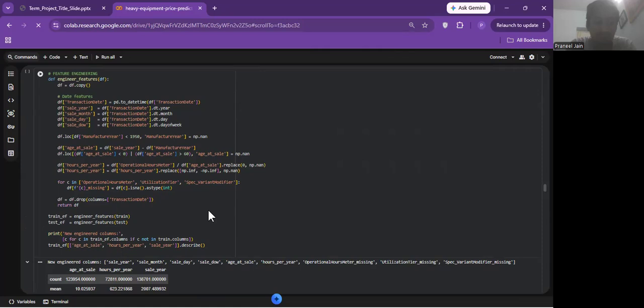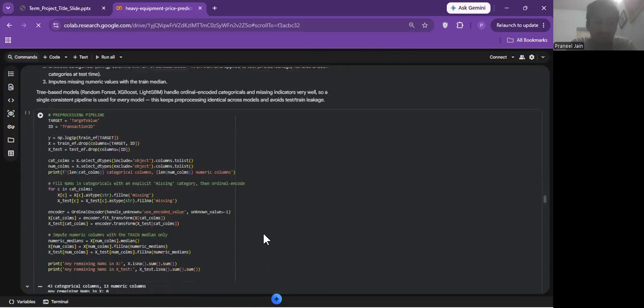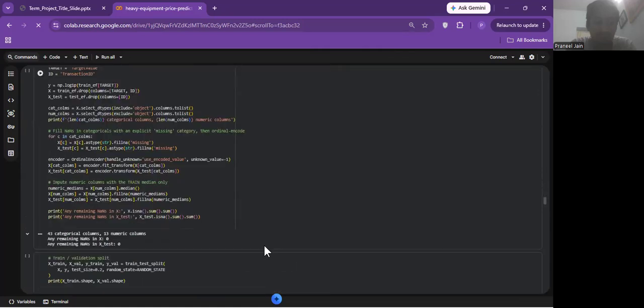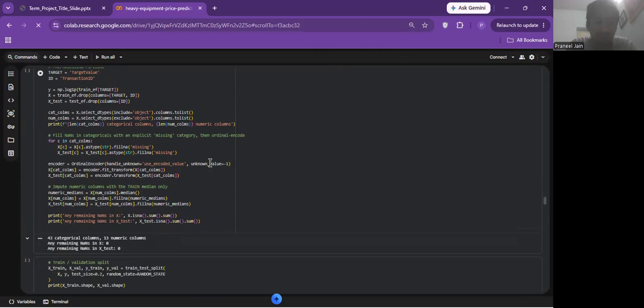The next part is the preprocessing pipeline, as we can see here. I have separated the target value and transaction ID, so neither leaks into the feature set. Second, since I saw high cardinality categoricals in EDA, I used an ordinal encoder instead of a one-hot encoder to avoid blowing up dimensions.